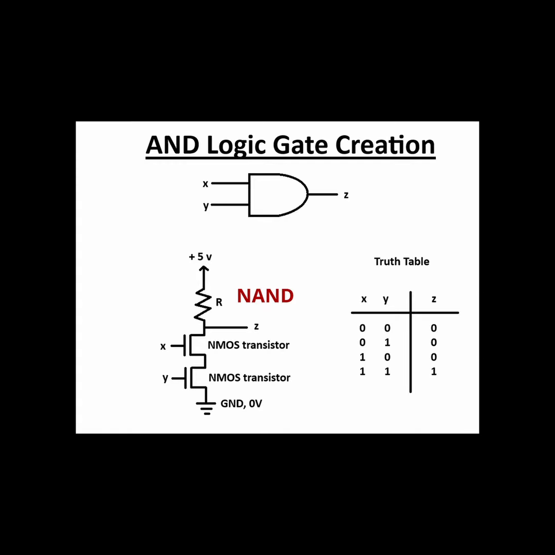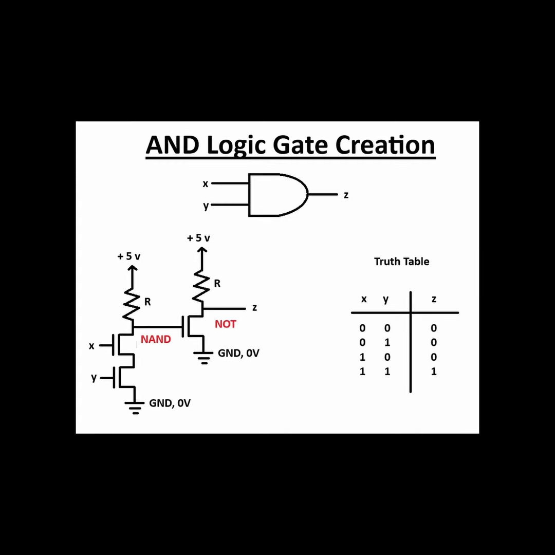This is easily fixed. We can cascade the output of the NAND gate with the NOT gate that we created to invert the output value, and the output will be exactly what we want for an AND gate.